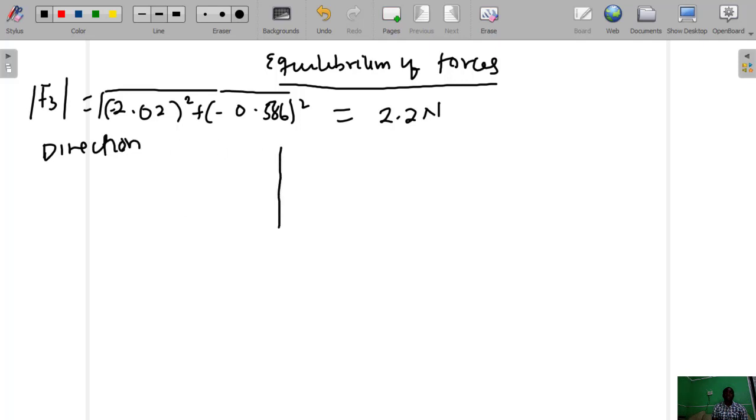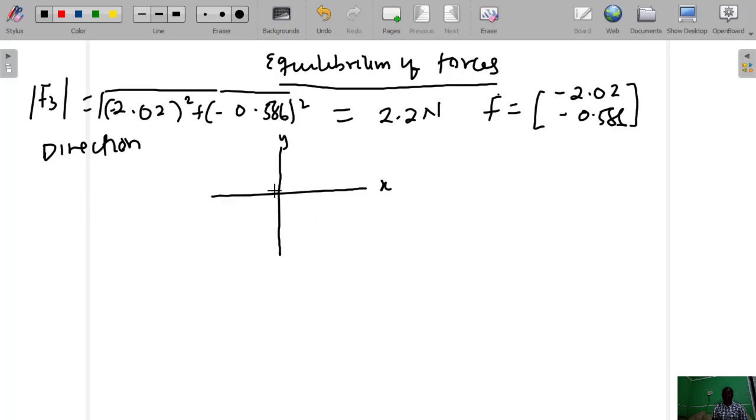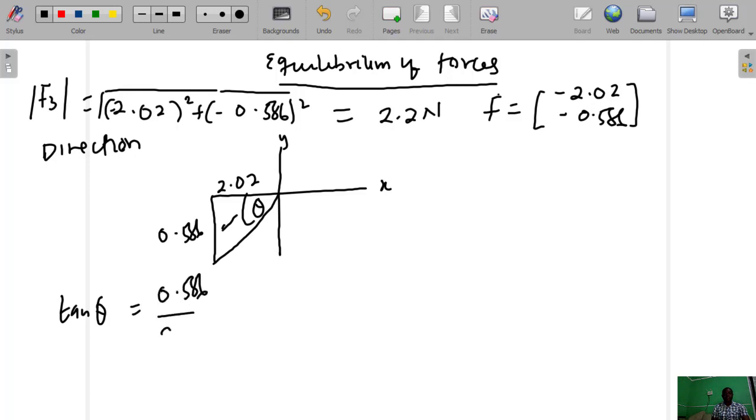So let's find the direction. You just draw your coordinates x, y. And F3 was minus 2.02, minus 0.586. So all negative, it means the angle will be formed here. You form the angle here, then put theta here. So the x, you put 2.02 here. Then the y is 0.586, which is the opposite. So tan theta is 0.586 over 2.02. So theta will be equal to tan inverse of 0.586 over 2.02.